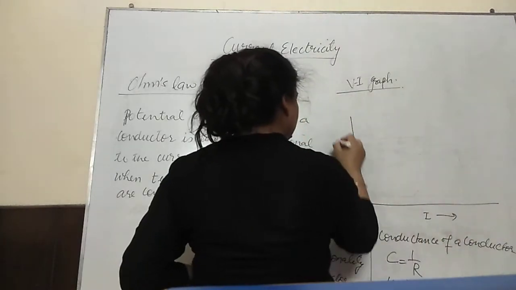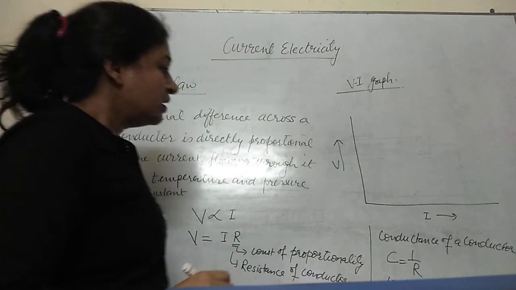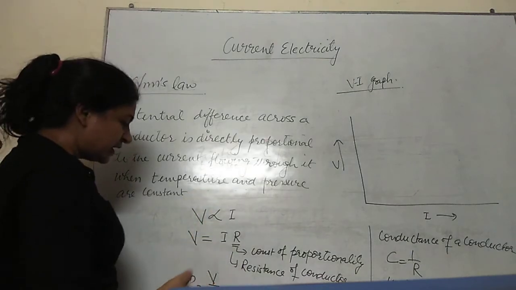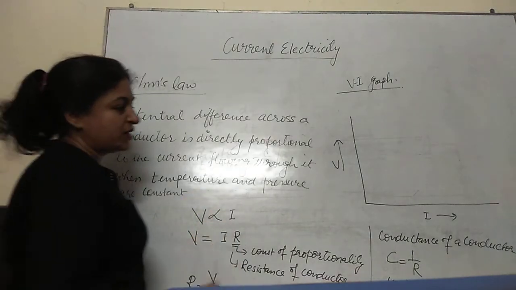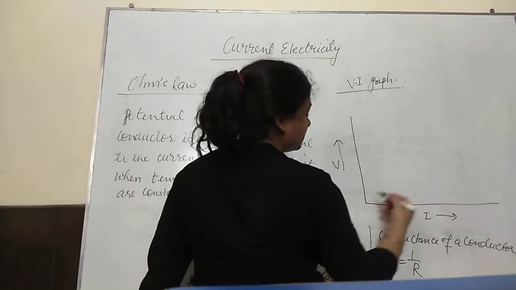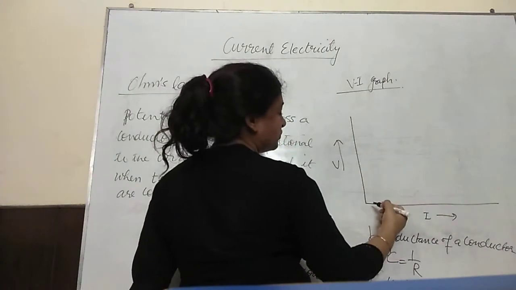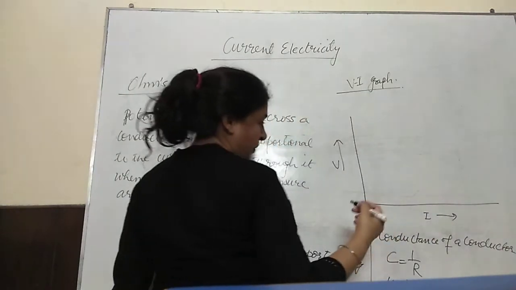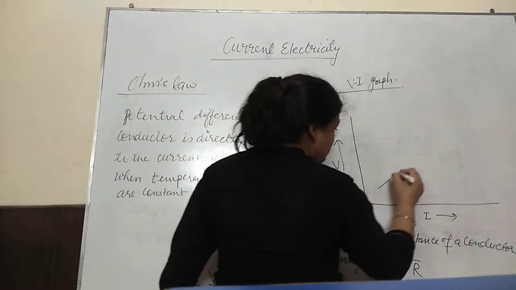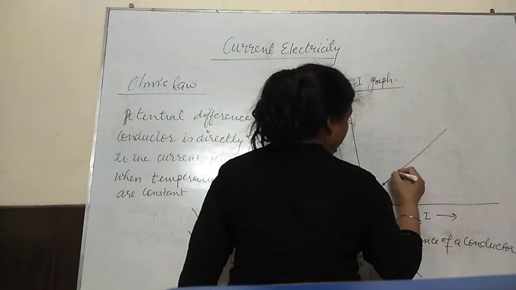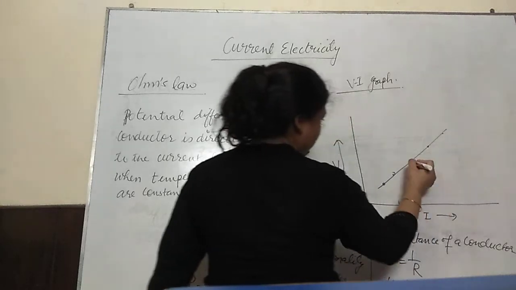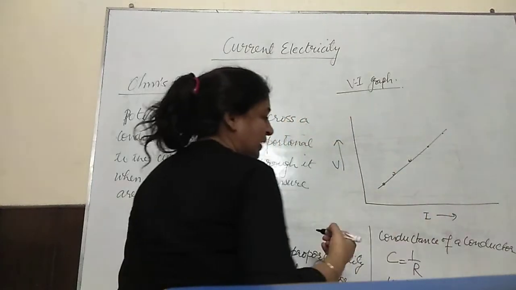This is current, this is potential. What type of VI graph will we get? You see, V is directly proportional to I. If you increase I, then V is directly proportional to I, so this would increase in direct proportion. So you will get a straight line if you are getting this graph.